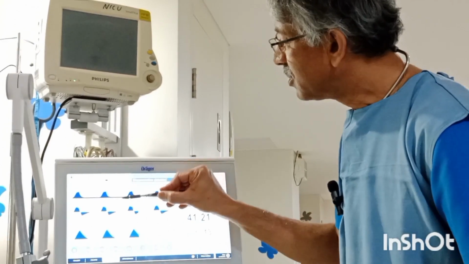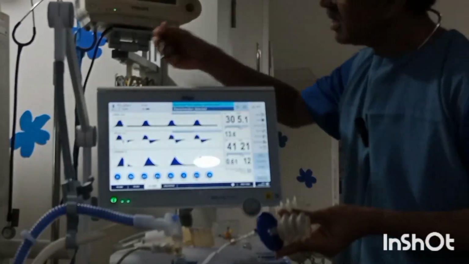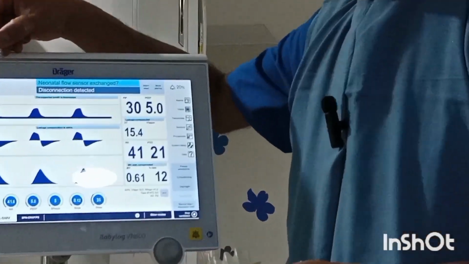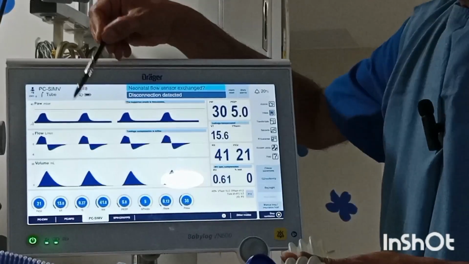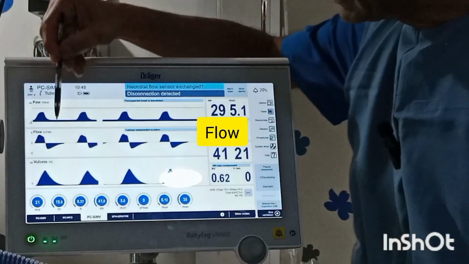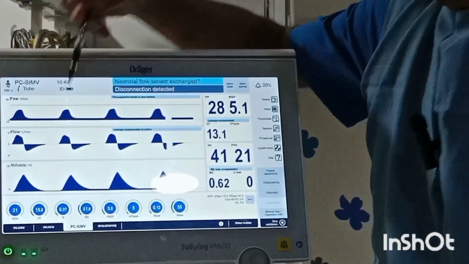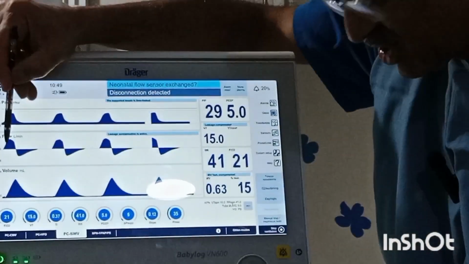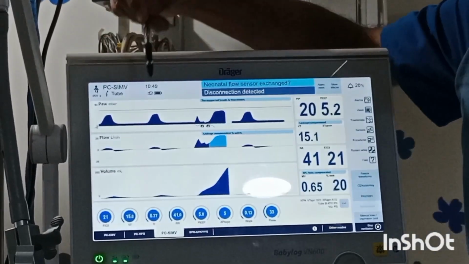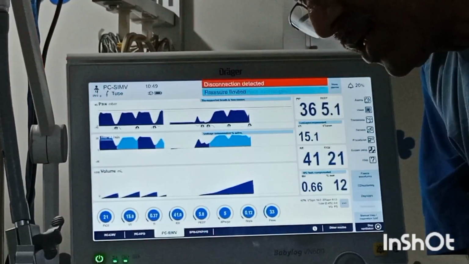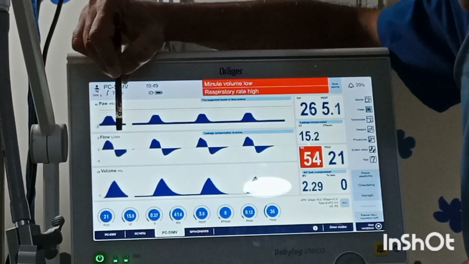Now, coming to another important area, called flow. If you look at the flow, it is different from the pressure time curve. It is a flow time curve. Flow goes on either side of the baseline. This is the baseline. What do you mean by baseline? There is no flow happening. It is a zero flow. Now, you have a positive deflection and you have a negative deflection. This is the positive point, this is the negative point.